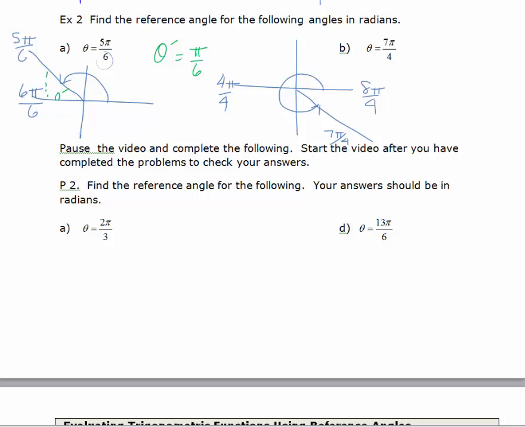And theta star, or theta prime, my reference angle, is going to be this little angle in here. And so I'm 1 pi over 4 short of 8 pi over 4, so the reference angle is going to be pi over 4. Alright, try the practice problem. You pause the video and then turn the video on after you've tried it to check your work.